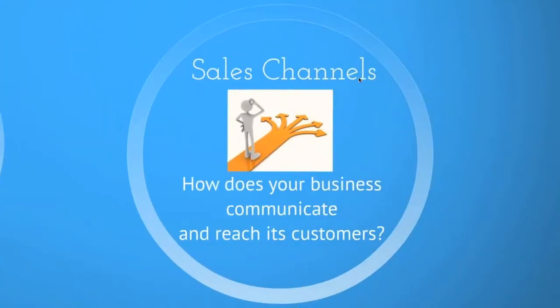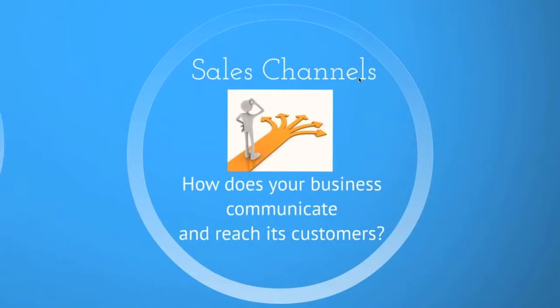The fourth element is to talk about our sales channels. So how does your business communicate with and or reach its customers? And sometimes this is about service delivery or product delivery. How do we actually get the product to the clients in some ways? So it's about sales channels. So how do we get there?